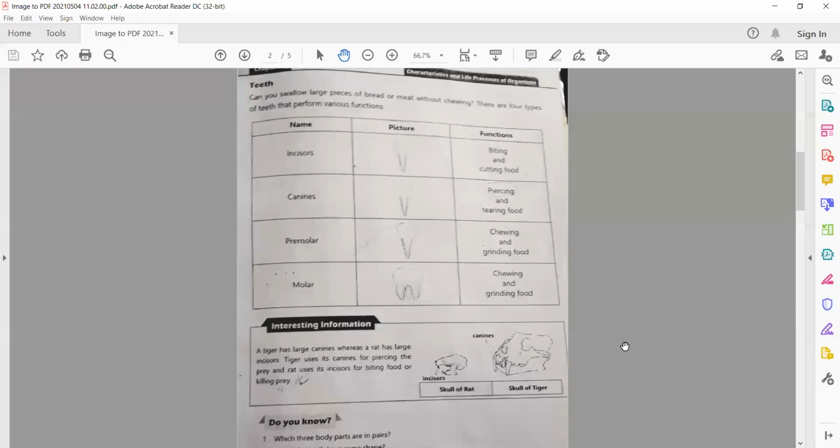The 4 types of teeth are, their names are incisors, canines, premolar, and molar. Now, the teeth at the front of the mouth are used for cutting and biting. Which teeth are called incisor? The teeth which are present at the front of the mouth and used for cutting and biting are called incisors.